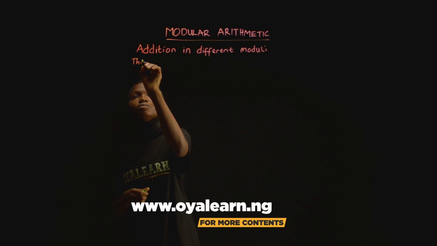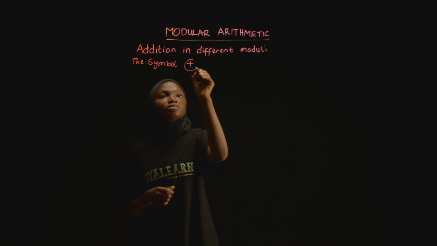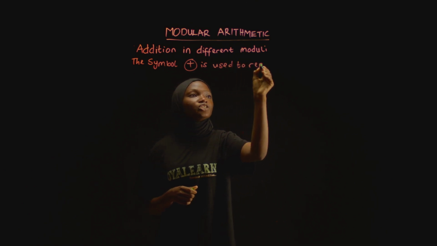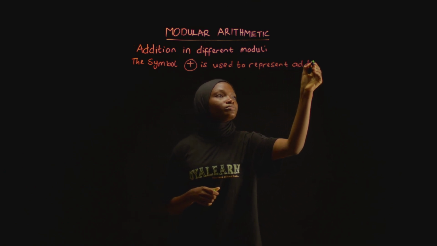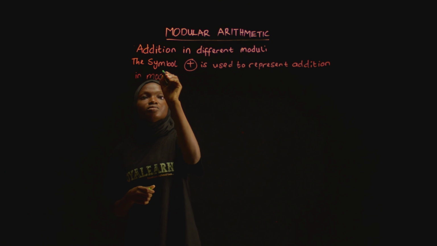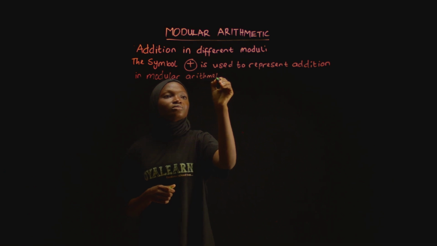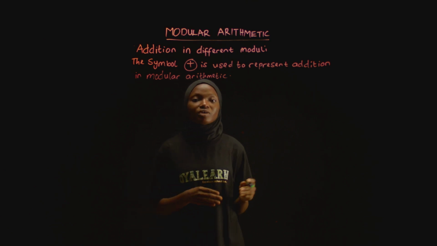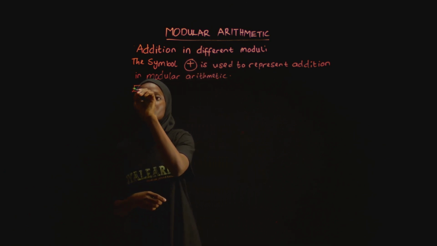The symbol, the plus sign in a circle, is used to represent addition in modular arithmetic. So whenever we see this symbol, that means we are taking the addition in a specified mode. Let's look at some examples.